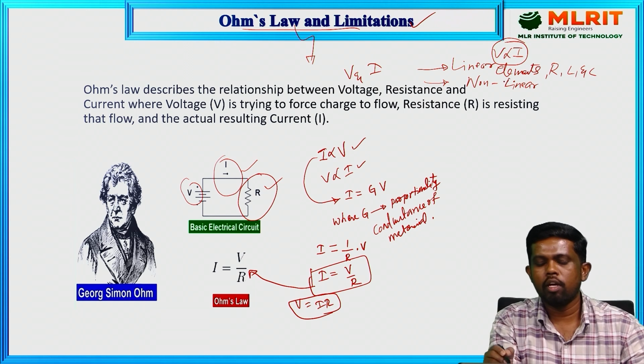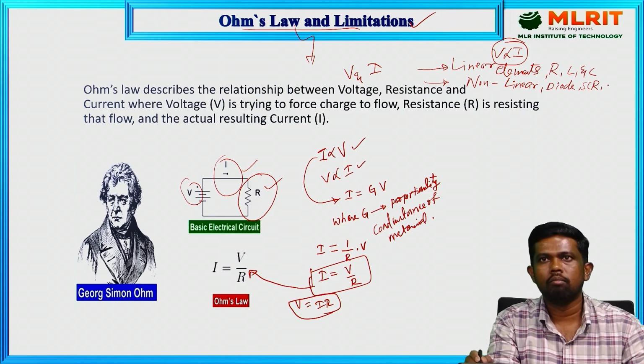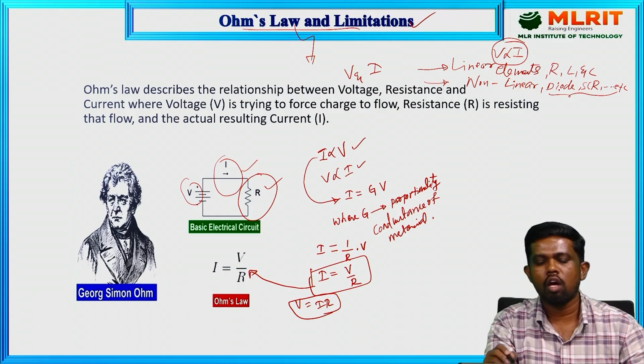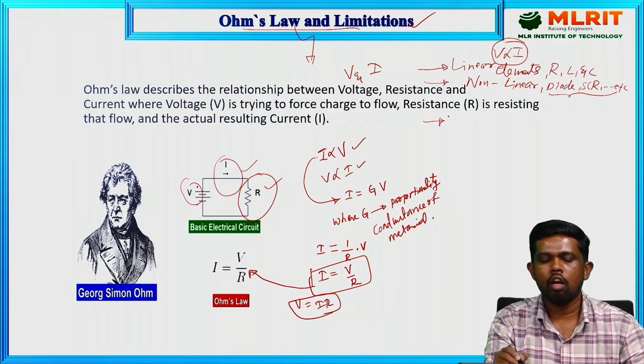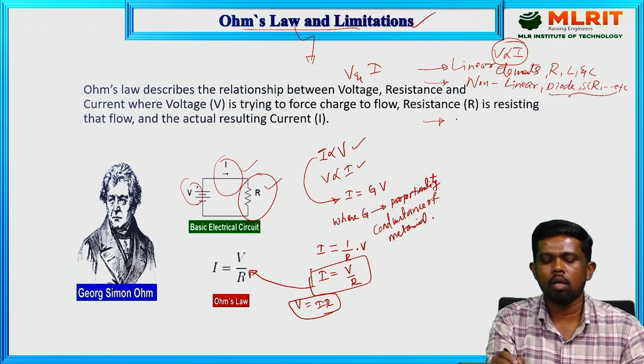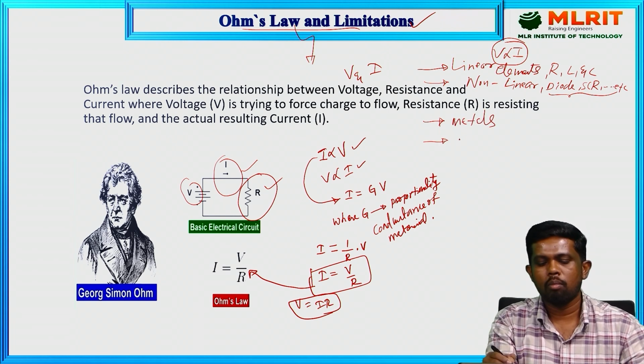Whatever elements don't obey the property of a direct relationship between voltage and current are simply called non-linear elements. The best examples are a PN junction diode, a silicon controlled rectifier, a transistor, etc. There are many elements under the category of non-linearity. Ohm's law is also not applicable for metals, not applicable for neon lamps, and also not applicable for vacuum tubes.